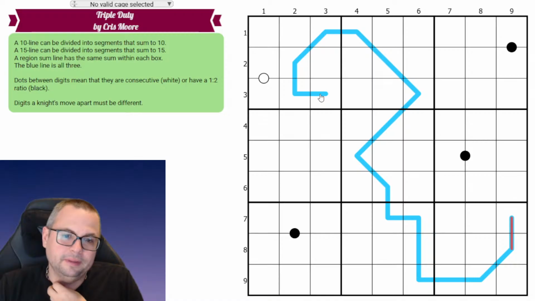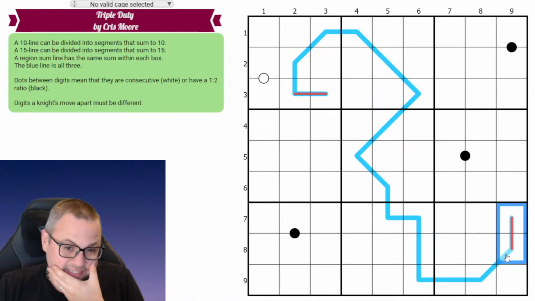Is it red? Okay, that stands out a little bit. Okay, so we know that the 10 extends at least that far.